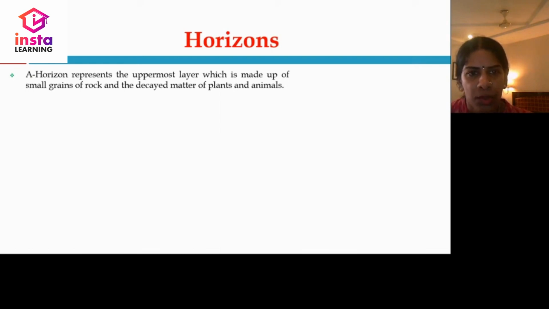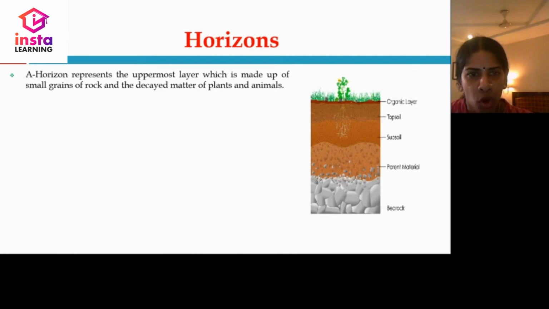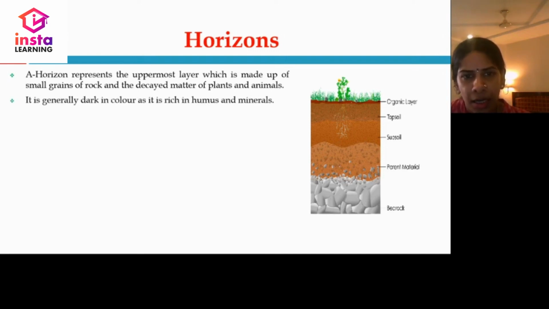A horizon represents the uppermost layer which is made up of small grains of rock and decayed matter of plants and animals, that is humus. So the uppermost layer will have only a few rocks and it has humus. So we feel it is fertile. It is dark in color as it is rich in humus and minerals.